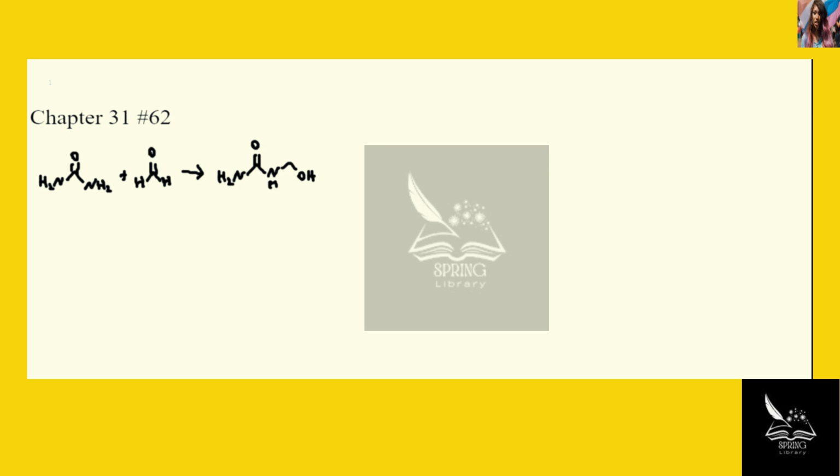Then we can imagine if we were to protonate that alcohol, the alcohol would willingly leave. Just like we saw in the previous problem, problem number 60, we would end up with an intermediate that looks like this: a nitrogen with a positive charge on it, double bonded to a CH2. Again, the nitrogen is going to have a positive charge there.